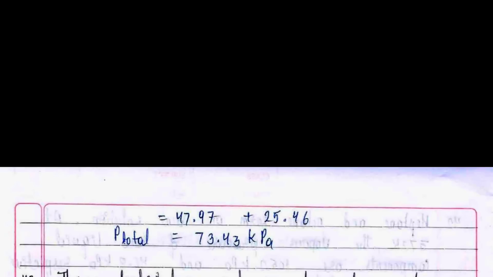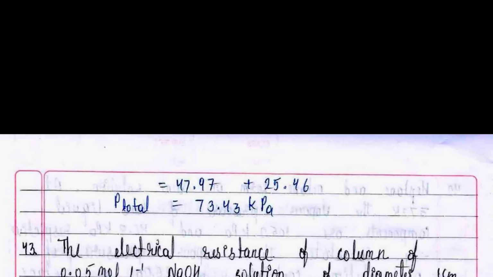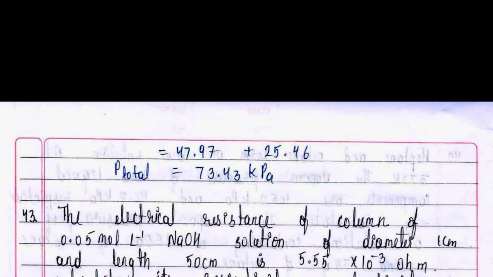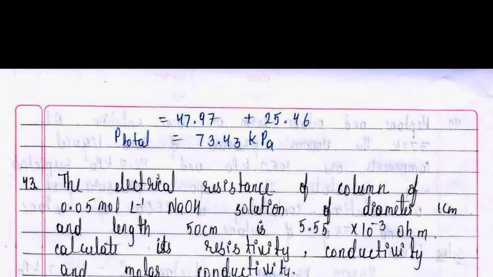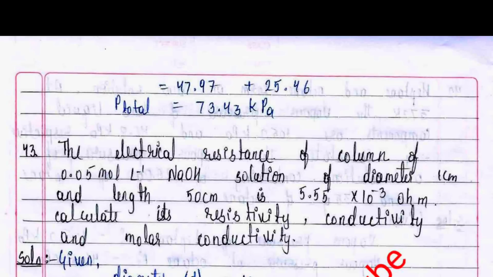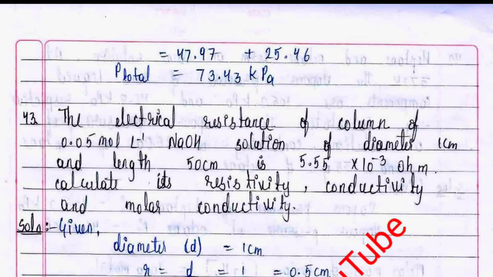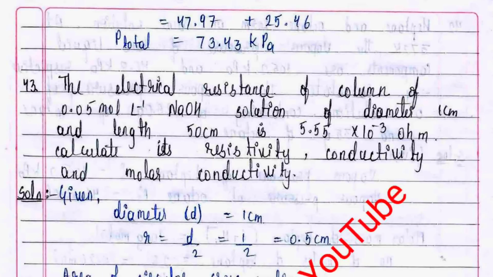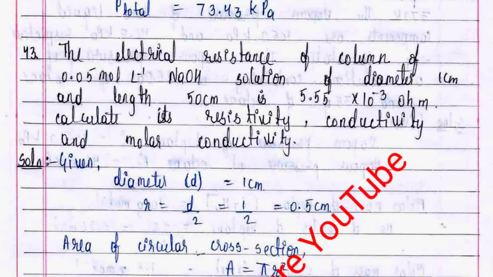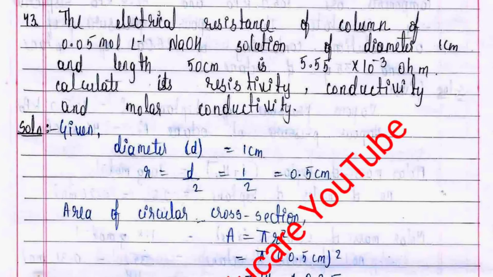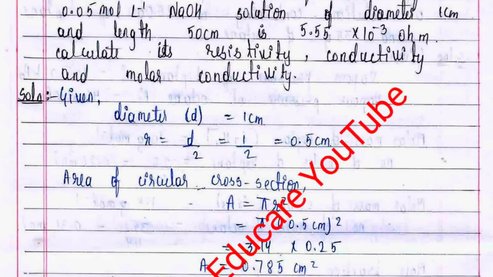43. The electrical resistance of a column of 0.05 mole per liter NaOH solution of diameter 1 cm and length 50 cm is 5.55 into 10 to the power 3 ohm. Calculate its resistivity, conductivity and molar conductivity, and the answer is below.